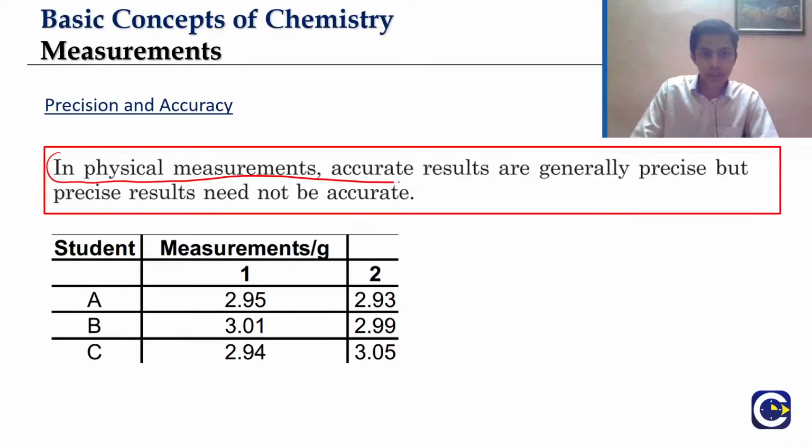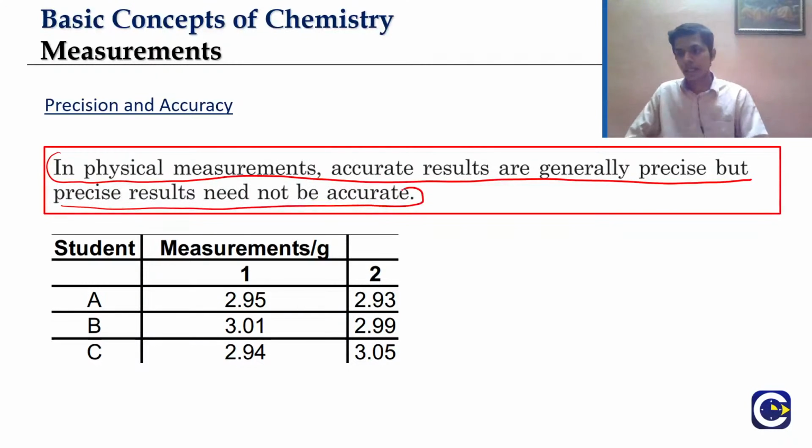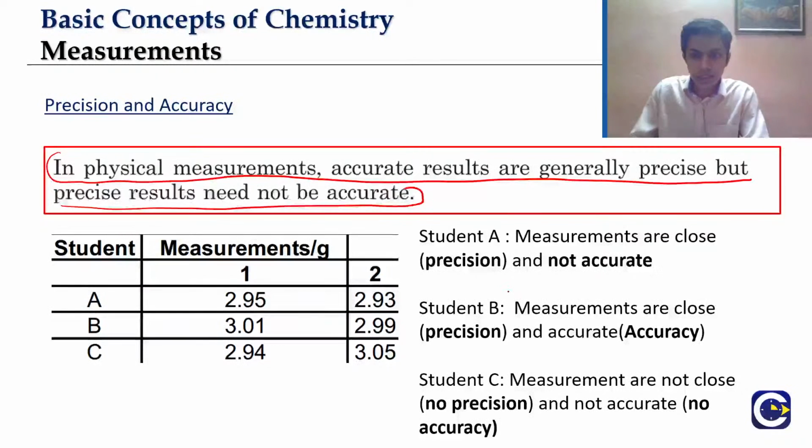In physical measurements, accurate results are generally precise, but precise results need not be accurate. Okay. So if it is accurate, definitely it has to be precise. If it is precise, it does not mean that it has to be accurate. It can be precise, but still not accurate. Again, the same example that they are giving.